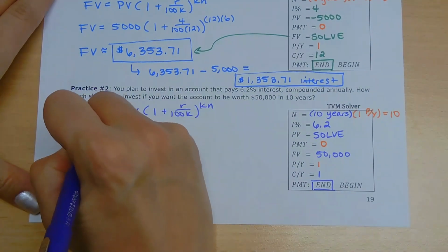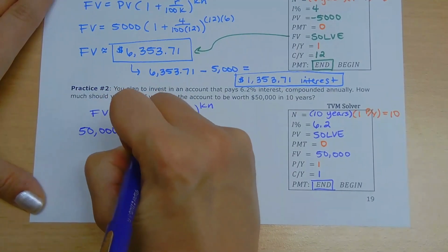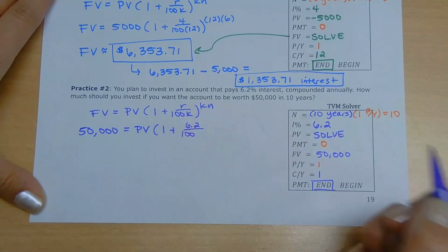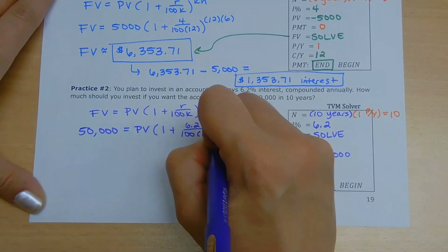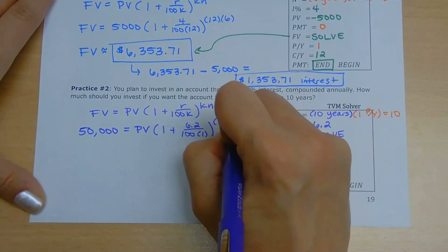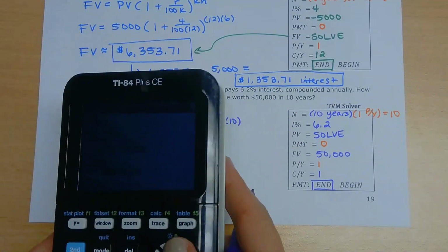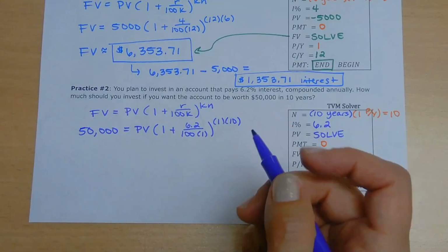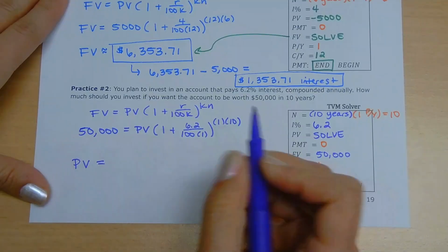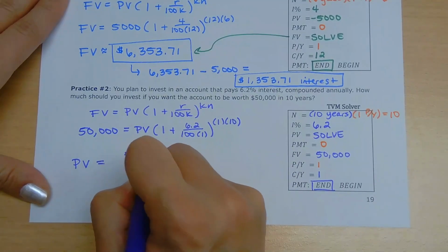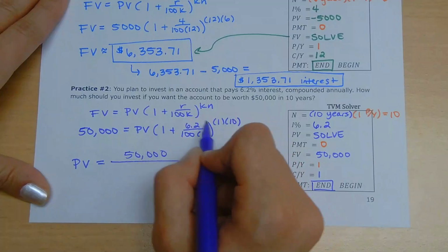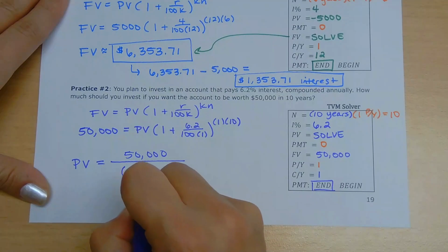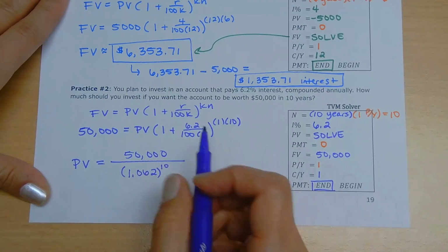Let's see, I want my final value to be $50,000. I don't know how much I want to invest, but I do know that it's 6.2% interest. It's compounded once a year, and it's 10 years later. So if I'm solving that on the calculator, I'm going to divide out. So I actually have room here to write this out a little bit more thoroughly. I've got $50,000. And I'm now dividing out all of this. So I would actually have 1.062 raised to the 10th if I were to simplify all of this.